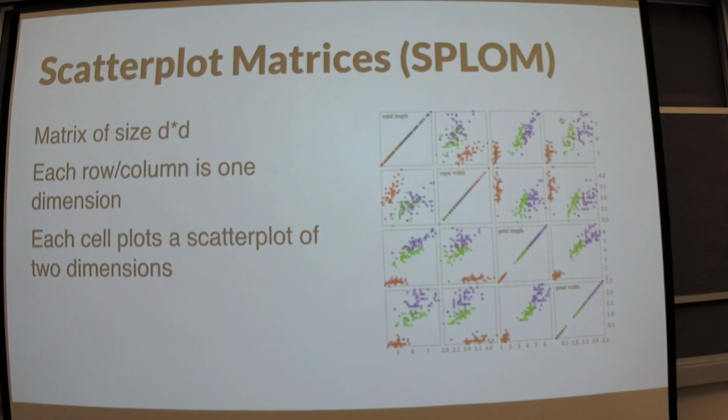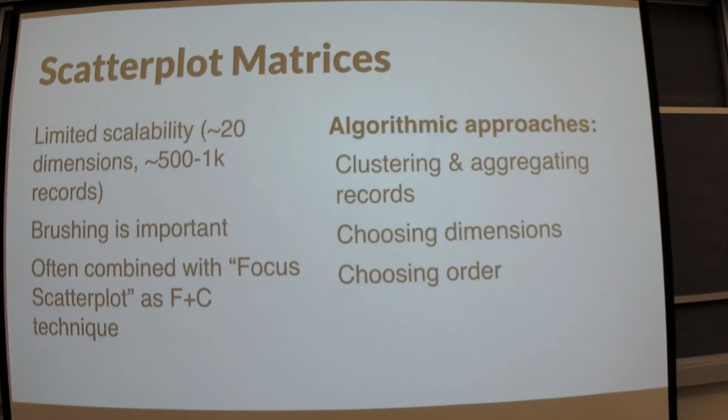So scatterplot matrices are definitely worthwhile if you want to skim your data quickly, but they have the shortcoming of not being very scalable. So with about 20 dimensions, what you can do on a computer screen, you can show about 500 to 1,000 dimensions.